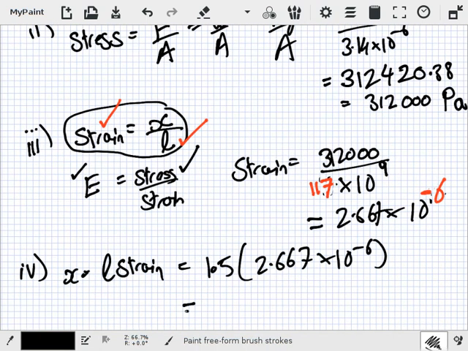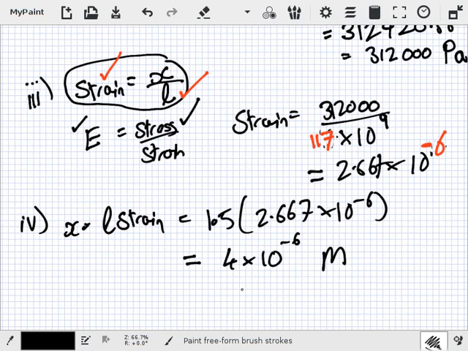So what is that going to be now? 8 over 3, 12 over 3, 4. Is it 4? Times 10 to the minus 6 meters, which is 4 micrometers, which is not much. Can't even see that. 4 micrometers.